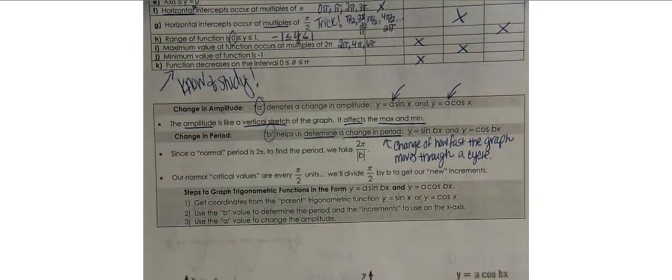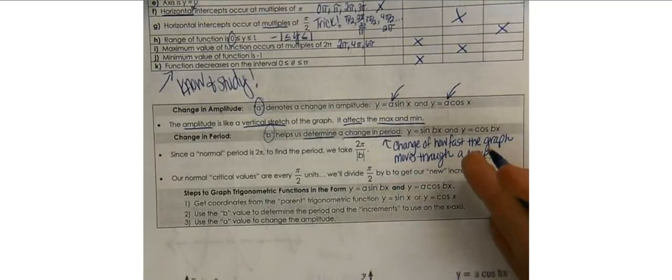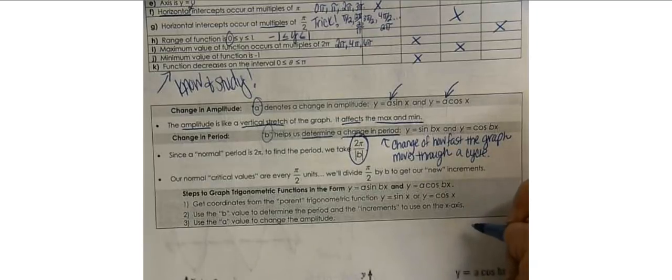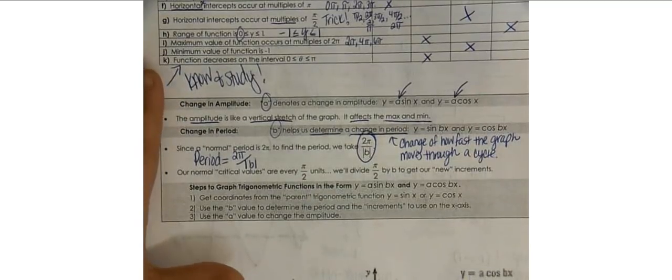So since a normal period is 2 pi, in order to find the period, we're going to use the formula 2 pi divided by the absolute value of B. So that's what we're going to be working with. This formula right here, 1 period is equal to 2 pi divided by the absolute value of B. That is the formula to identify a period.